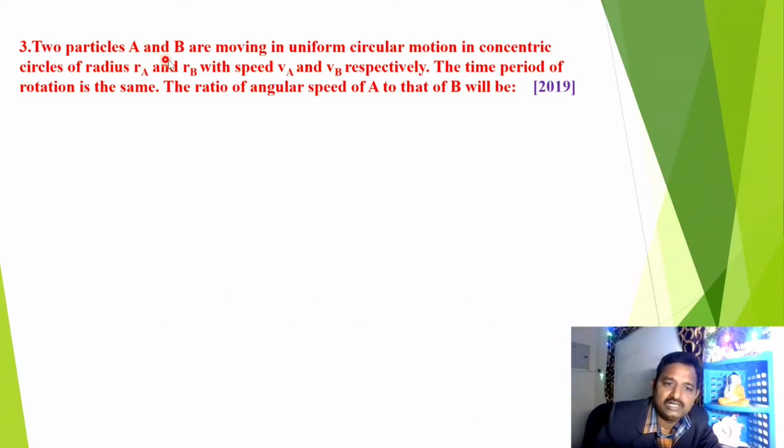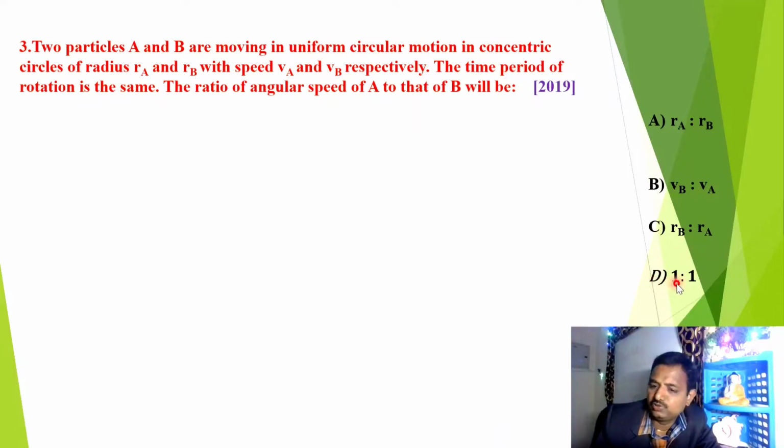Two particles A and B are moving in uniform circular motion in concentric circles of radius RA and RB with speeds VA and VB respectively. The time period of rotation is the same. The ratio of angular speed of A to that of B will be? It was given in 2019. Here are the options. Option A, RA is to RB. Option B, VB is to VA. Option C, RB is to RA. Option D, 1 is to 1. Now we will do the solution.